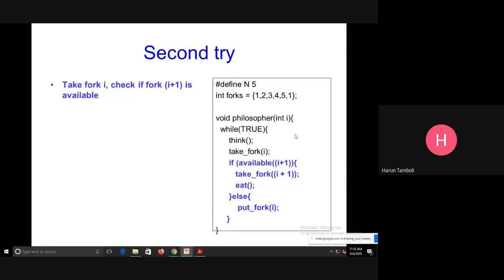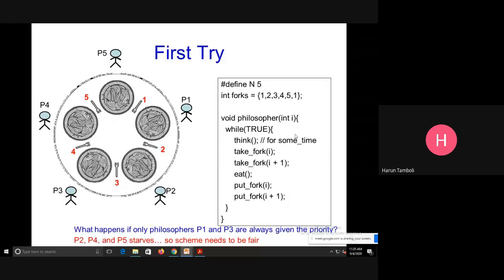Second condition, similar kind. If P1 and P3 are getting the access, then it may be possible that P2, P4 and P5 cannot get the access. And suppose this happens all the time. That means only P1 and P3 are continuously getting the access to their chopsticks. Then in that case, P2, P4 and P5 may starve.